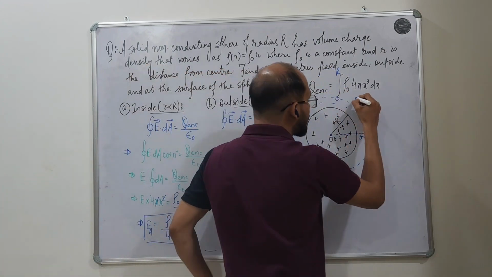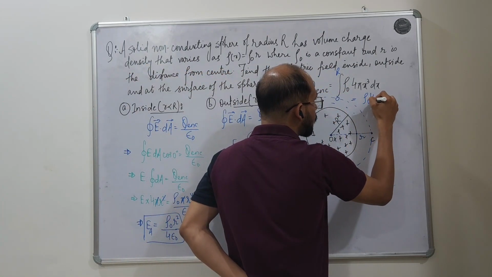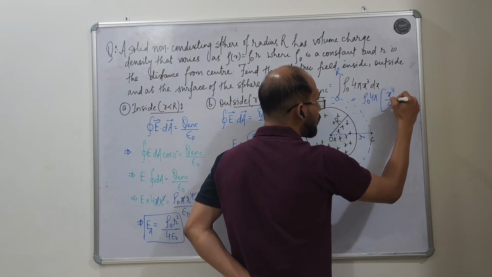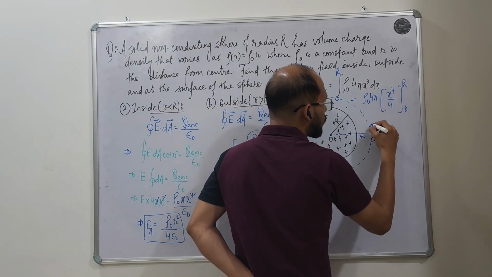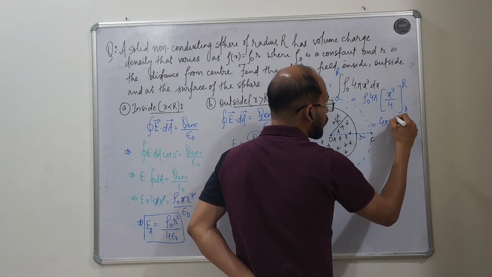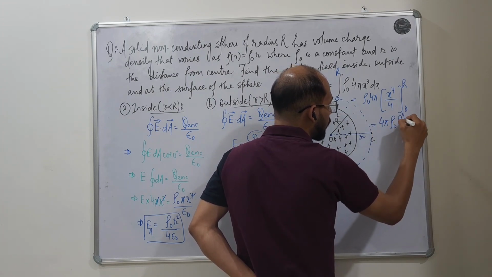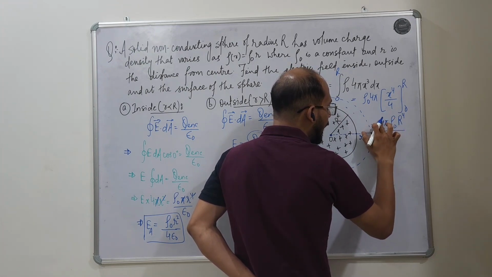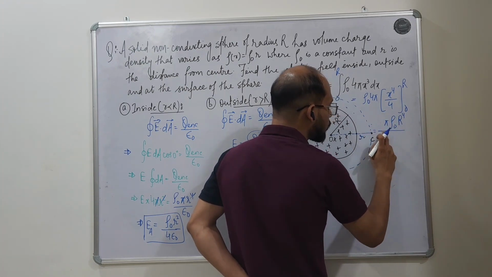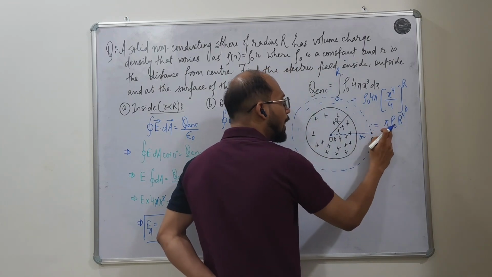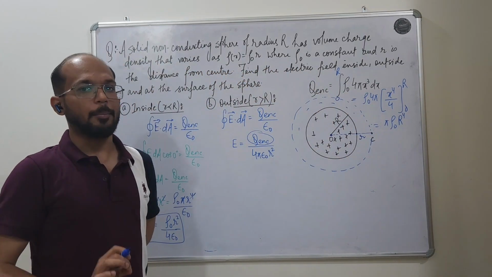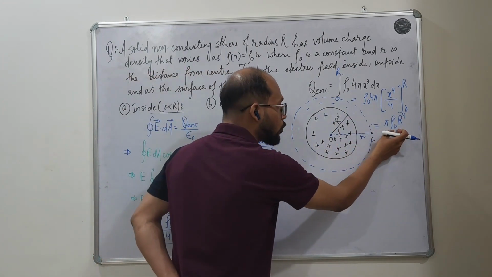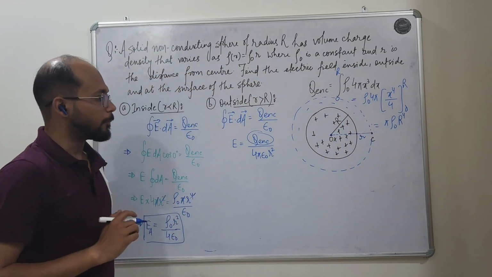Now, if we use this integration, rho naught and 4 pi are constants. That will be equal to x raised to the power 4 by 4 from 0 to capital R. So this will be 4 pi rho naught R raised to the power 4 divided by 4. Now this 4 and 4 will get cancelled out and we will get the value of charge enclosed as pi into rho naught into R raised to the power 4.